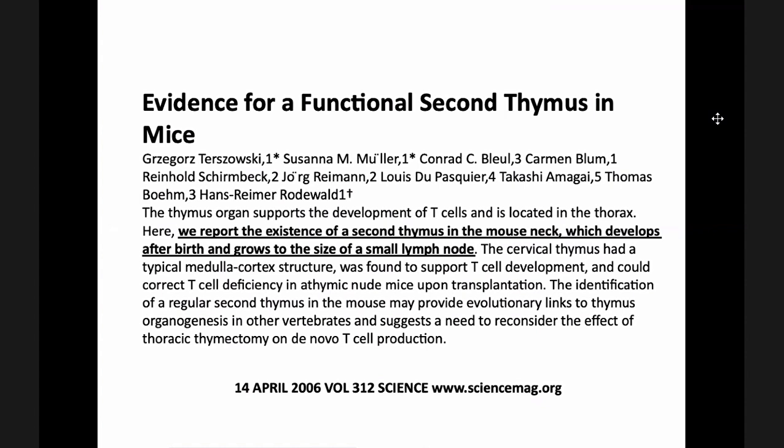And when they actually provided evidence to demonstrate that the second thymus is present, functional, and able to support development of T cells, this somehow provided an explanation for those observations. Okay, so if you want to read more about this paper, this is the reference, 2006 Science. All right.